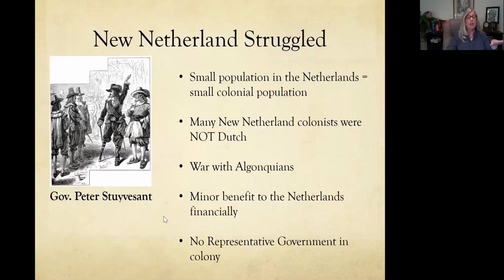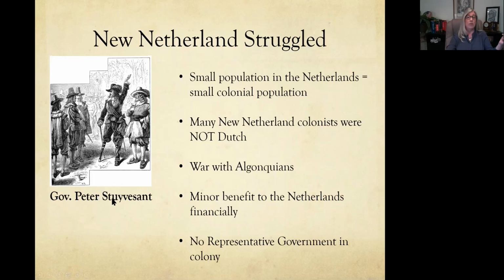So as this was still in the possession of the Dutch, it was a struggling colony. Number one, they couldn't get the population to grow there. And again, people just didn't want to leave the Netherlands. They had trouble with the Indians, and there was very, very strict control by the governor that was in place in New Netherland.